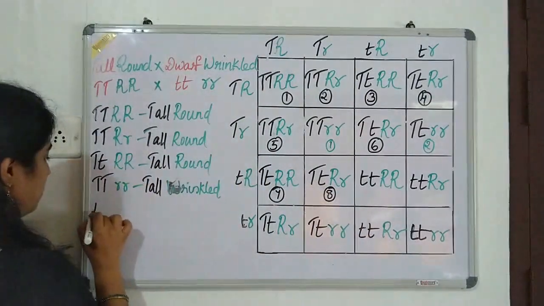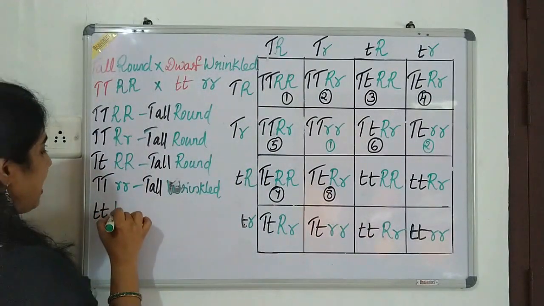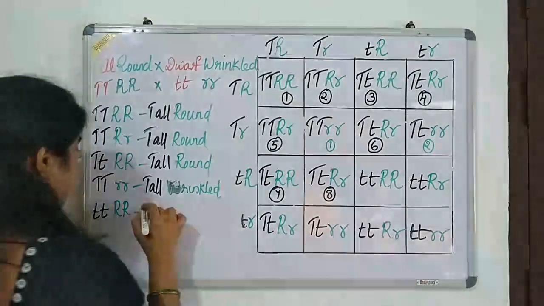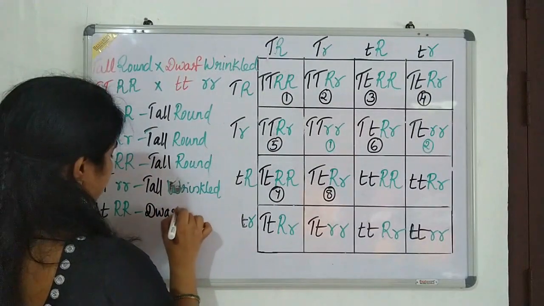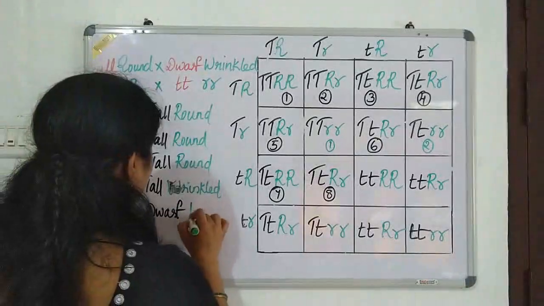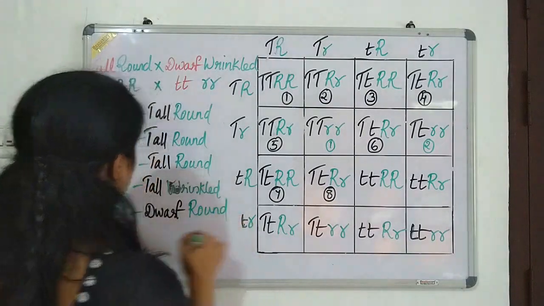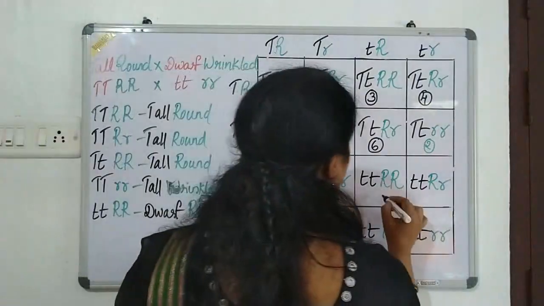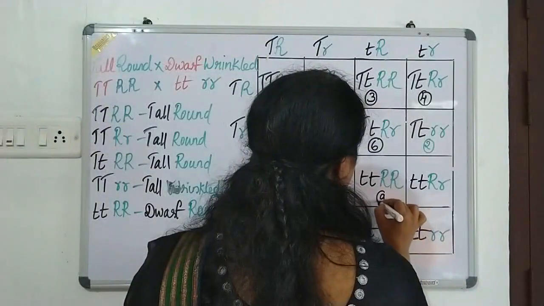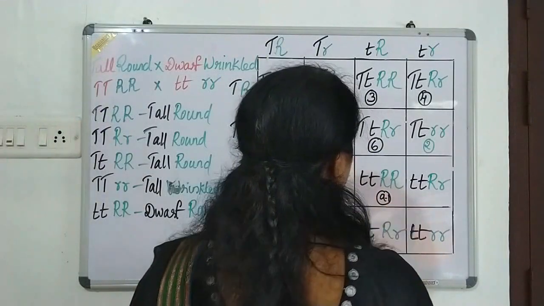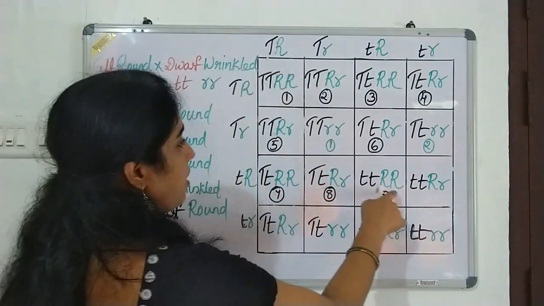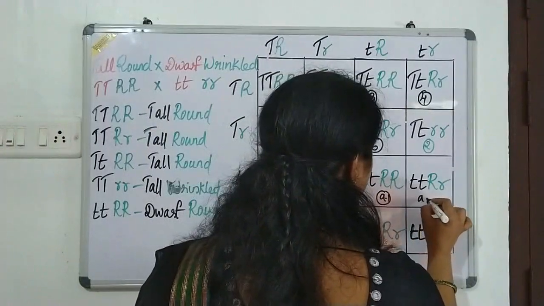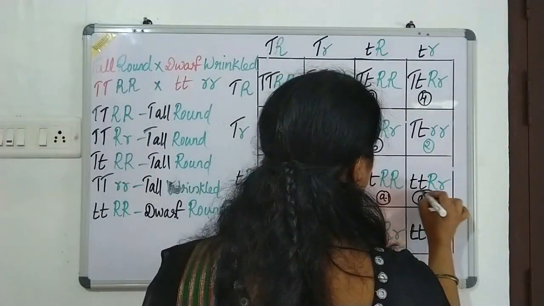Then what about this? Now the new one, small t, capital R. What is that? Small t, it is the dwarf, yes. Then what about capital R? It is the round. Dwarf, round. So again, we can mark it as A1. Okay, this is the dwarf, round. What about this? Dwarf, round. So we can mark it as A2.